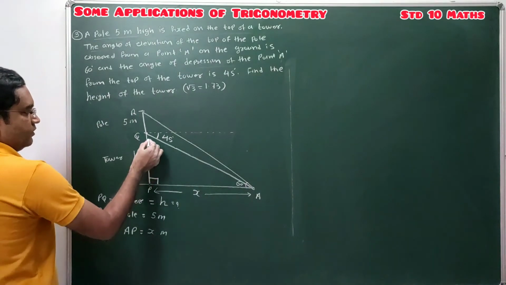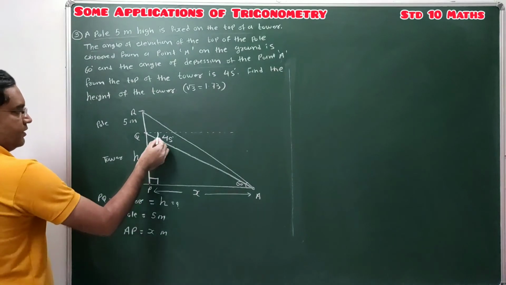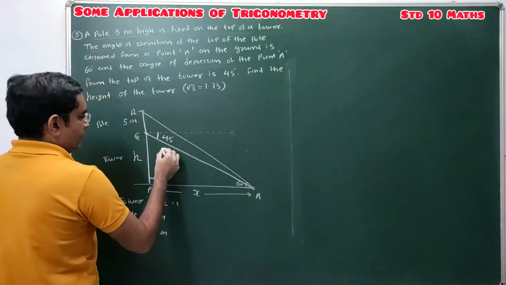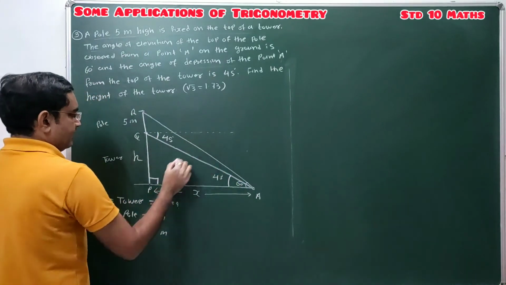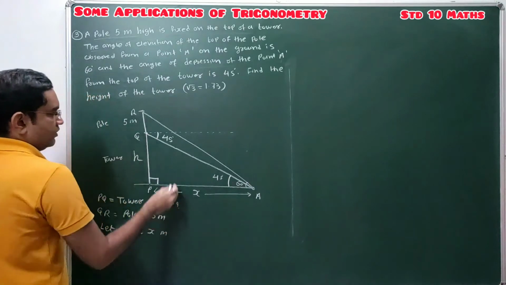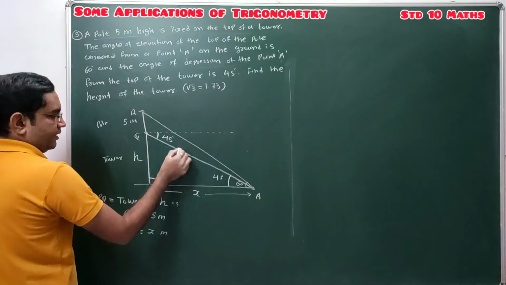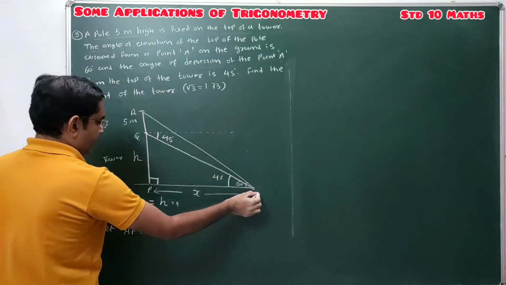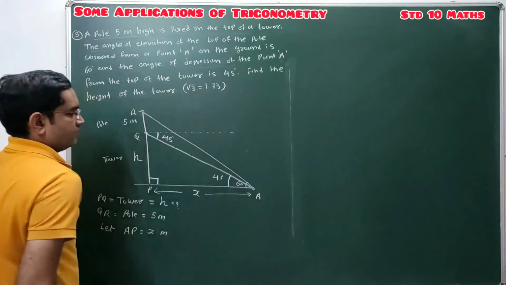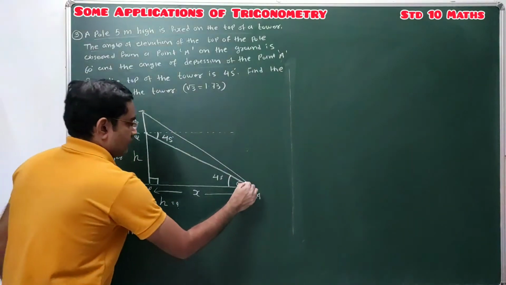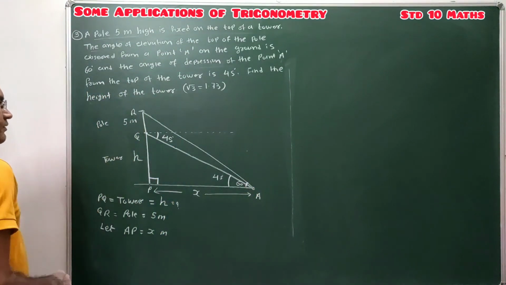And here this is the angle of depression. So we can say that this angle of depression is 45 degrees. We can take this angle as 45 degrees because these two lines are parallel lines and this one is transversal, so these two angles are alternate interior angles. So for this angle of depression of 45 degrees, we can take this angle QAP as 45 degrees. Done. So two right angle triangles are there, two angles are there, and we have to find the height of this tower.